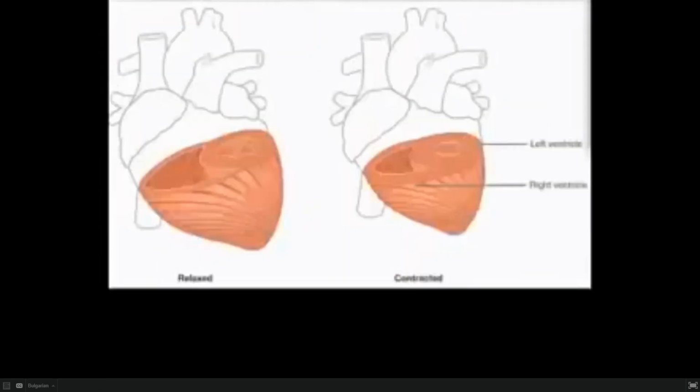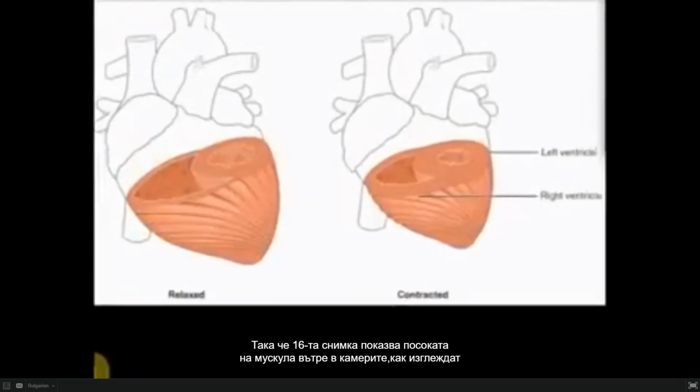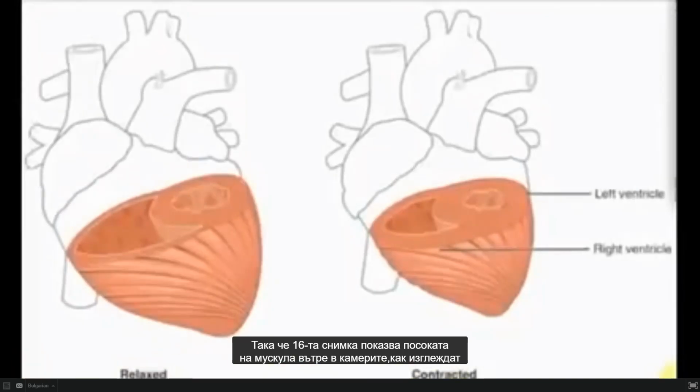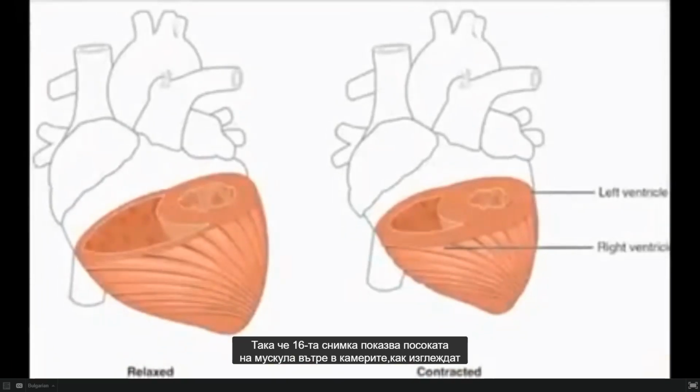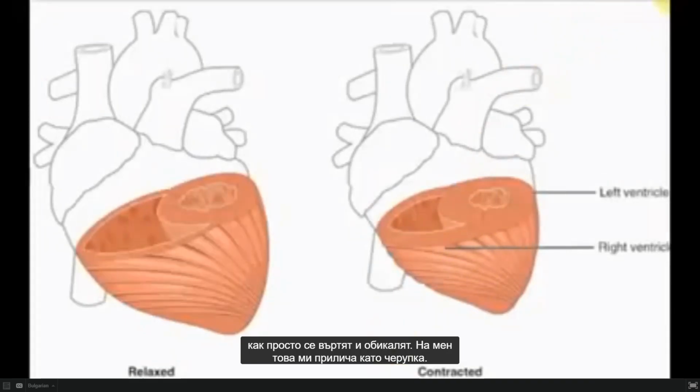Okay. So picture 16 gives you the direction of the muscle inside of the chambers when they are relaxed and when they are contracted, how they look. And they again show you the spinning direction, how they spin and go around. It just looks like, for me, a shell.